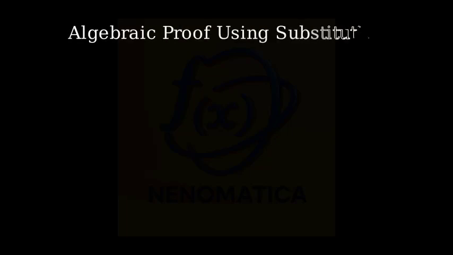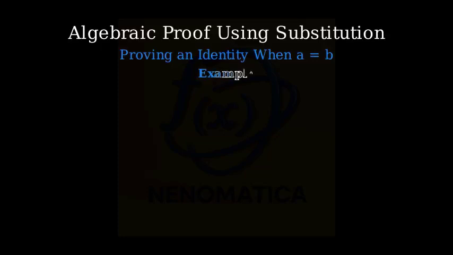Welcome to this mathematical proof video. Today, we'll solve an algebraic problem that requires substitution and factoring techniques. Let's start with our problem. We need to show that if a equals b, then the following expression equals 0.